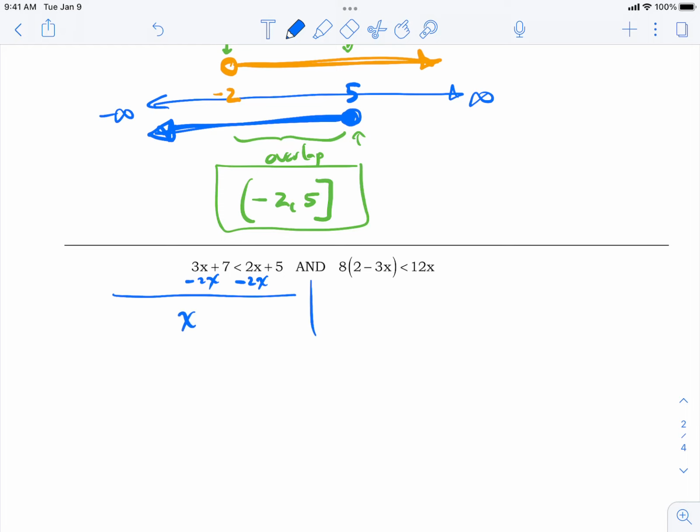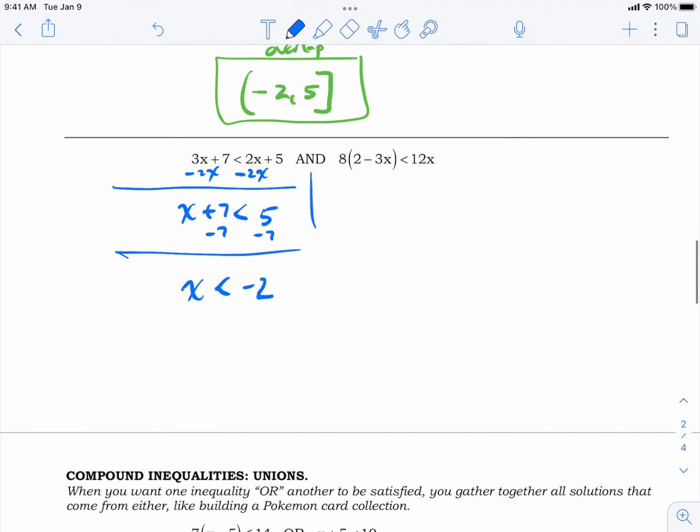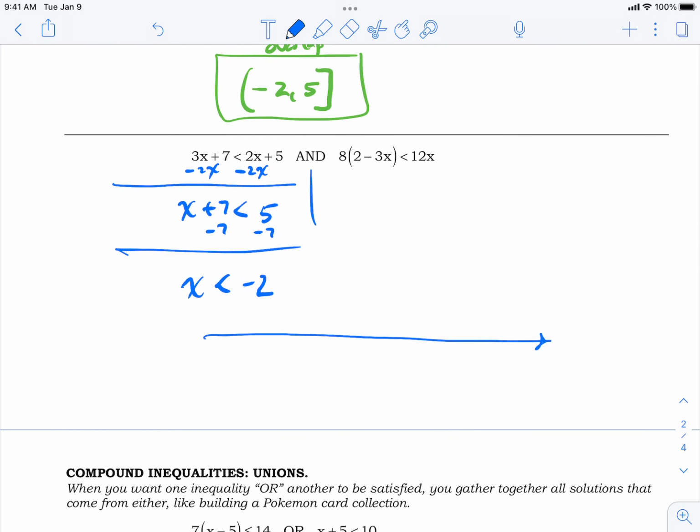So the 3x minus the 2x is an x. And over here, I got just a 5 now. Now I'll do the old subtract 7 on both sides. So I've got x less than negative 2. There's that one. X less than negative 2. Cool. Let's draw that. So negative 2 is just over here somewhere. And less than means don't include it. So open circle, everything to the left. Okay, cool. Now let's go look at the other one.